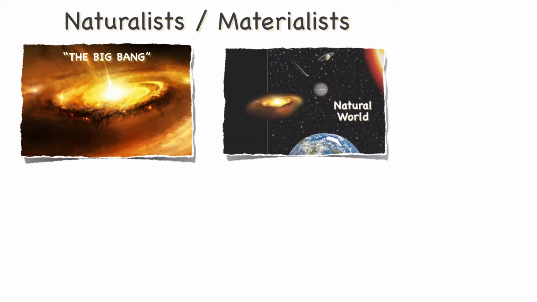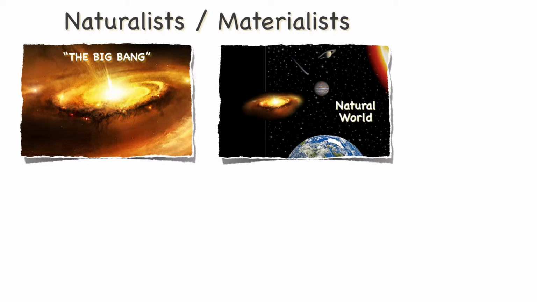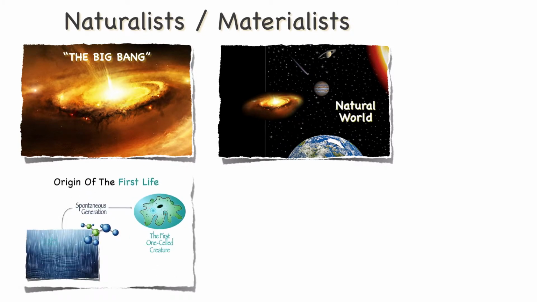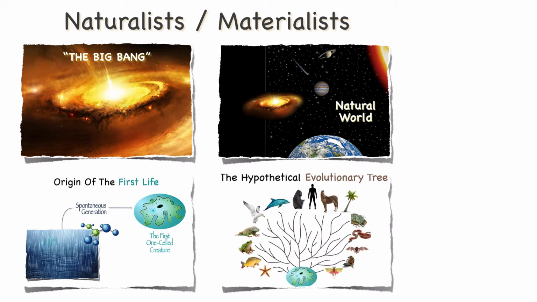And from the debris and chaos from this explosion came the tremendous order and design we see in the universe and our natural world today. And then in a very warm pond on the very early Earth, the first life, a one-cell amoeba or something like it, spontaneously generated all by itself. And then from that simple one-cell animal came all the other forms of biological life. Simplified, everything came from nothing, life came from non-life.